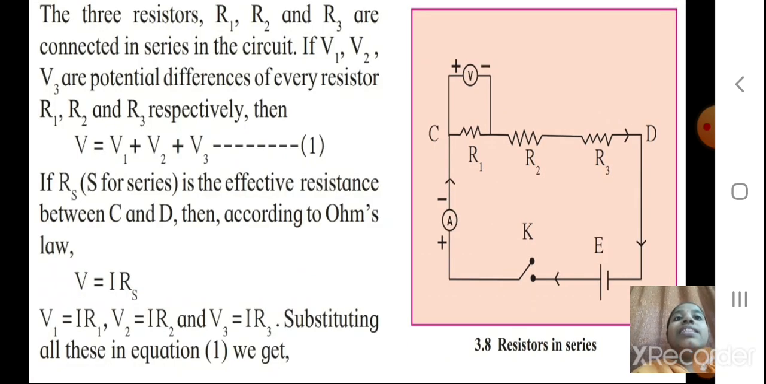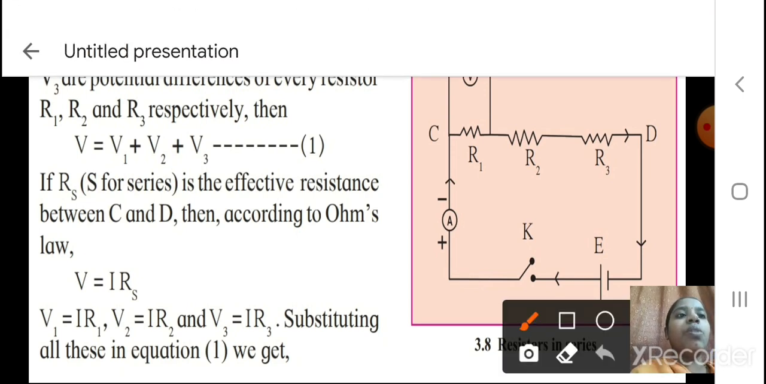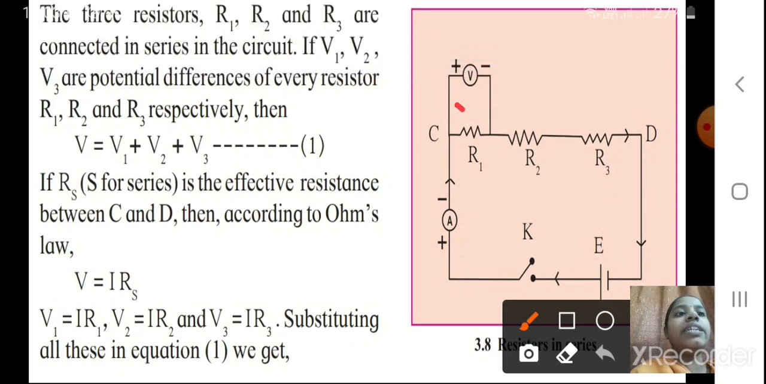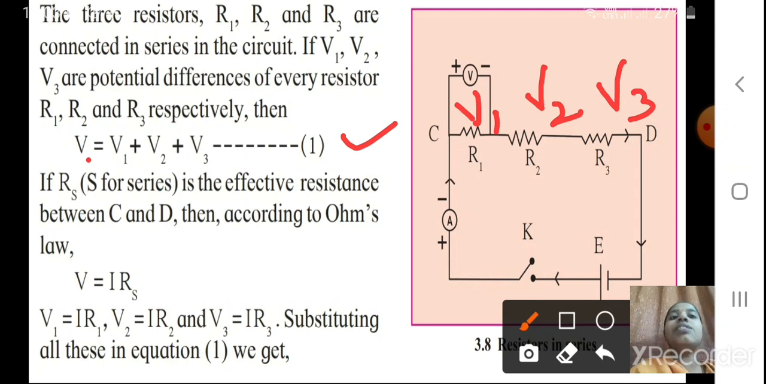Now the three resistors R1, R2 and R3 are connected in series in the circuit. Yes, we just saw that. If V1, V2, V3 are the potential differences across the resistors R1, R2, R3 respectively, meaning the voltage from here I'll take as V1, for R2 I'll take V2 and for R3, V3. Then we can have the total voltage V. How will I write it, students? You can see V = V1 + V2 + V3.